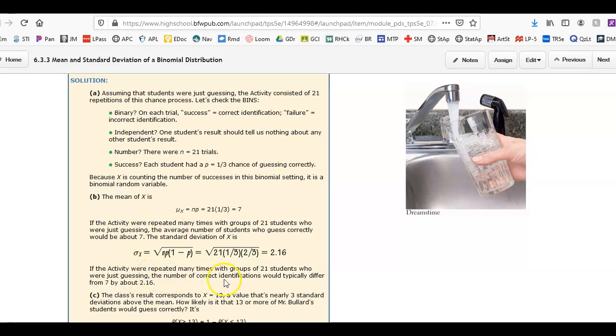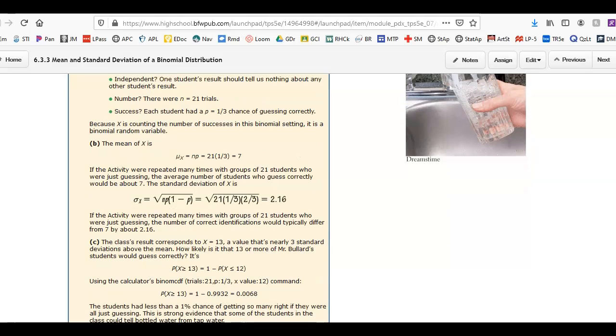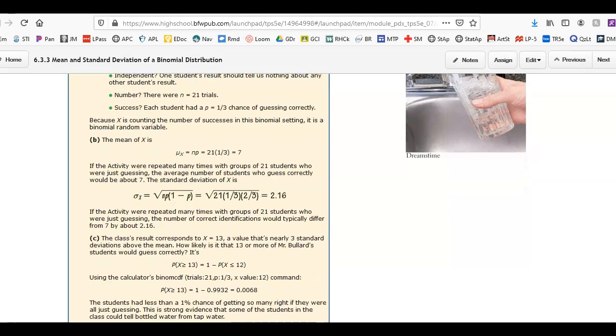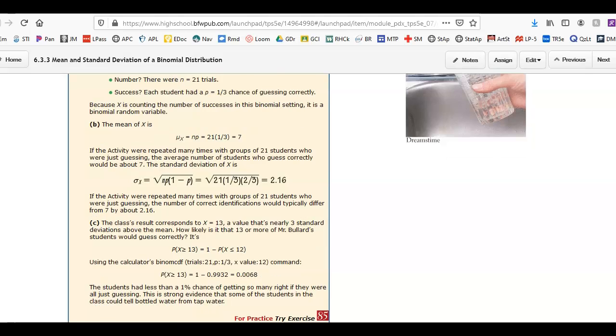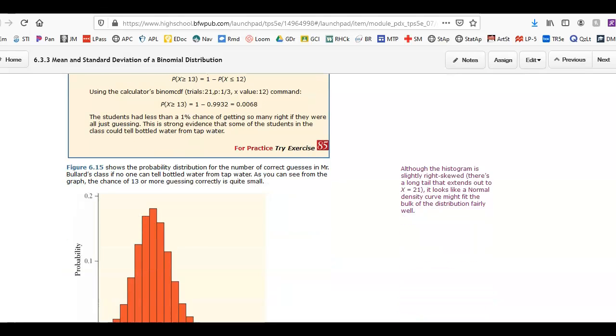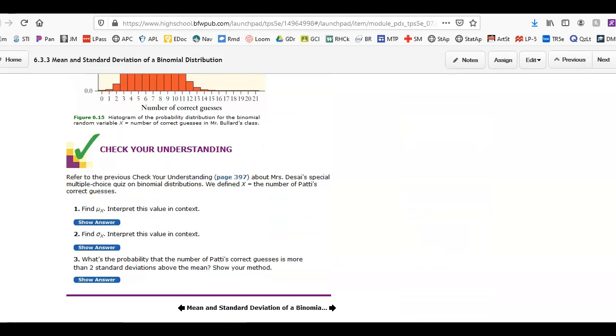The correct number of identifications would typically differ from the mean by about, so that's the interpretation for standard deviation. And then they start to get into how likely, how unlikely is this? Well, then you can do binomial PDF or CDF to answer that question, or what we're going to learn eventually is you can use a different model.